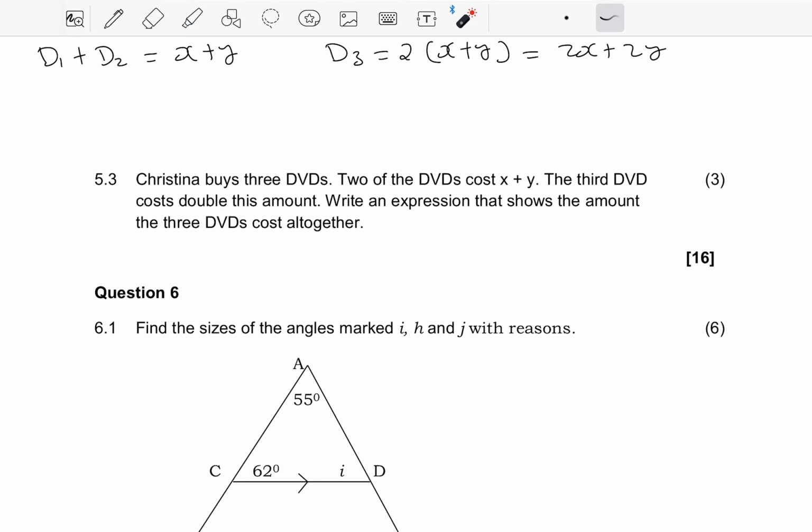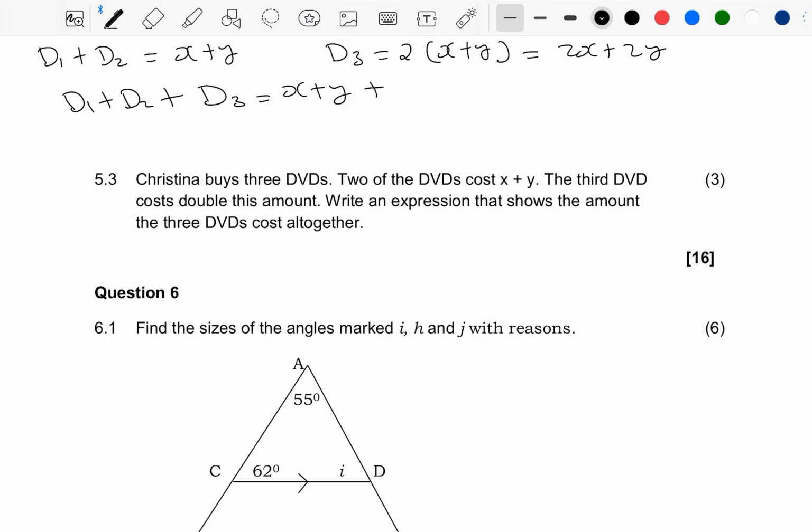Okay, now they say write an expression that shows the amount the 3 DVDs cost together. Great. So how to write expressions? So now we need to show how much is the total price of these 3 DVDs. Okay, so say DVD 1 plus DVD 2 plus DVD 3. So DVD 1 plus DVD 2 is equal to x plus y, and DVD 3 is equal to 2x plus 2y.